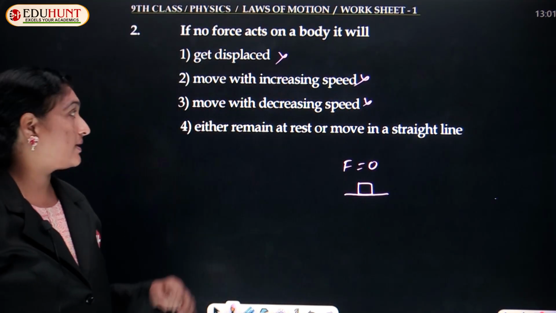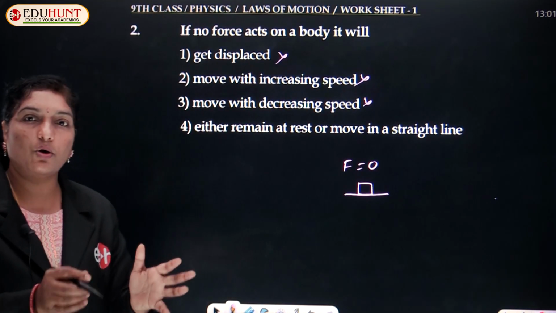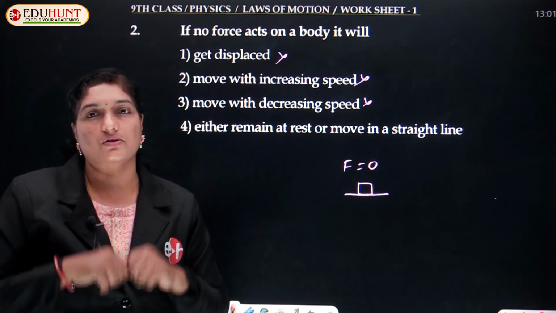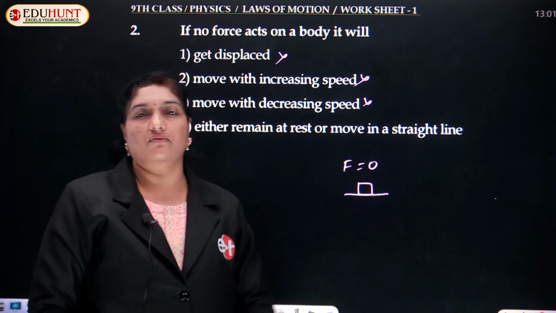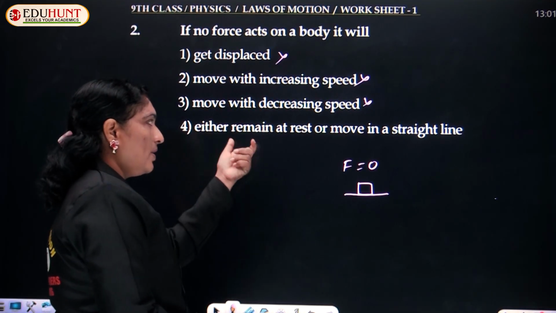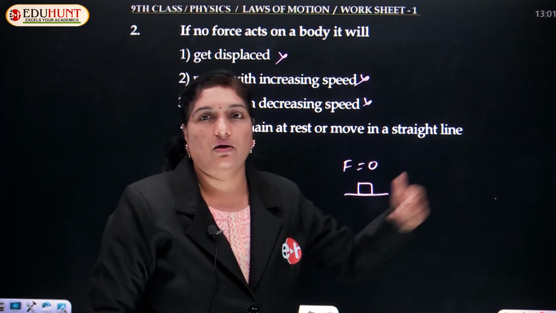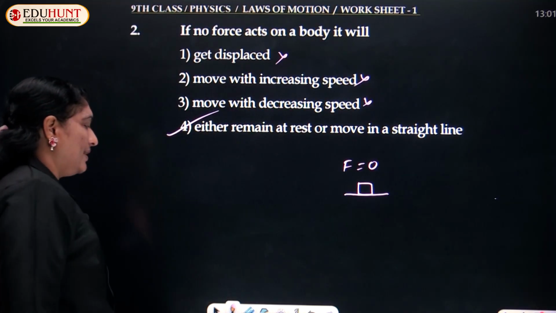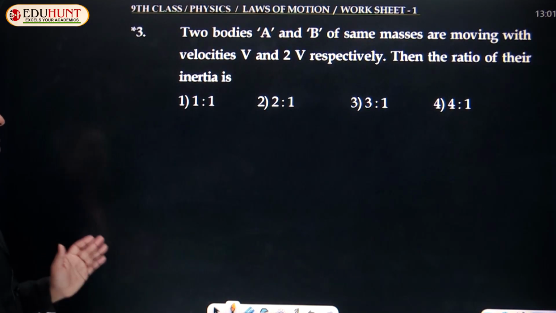What about the fourth option? Either remains at rest or moves in a straight line. Yes, of course, the rest body will be at rest until and unless an external force is applied. The moving body will be in moving condition until and unless an external force is applied. So, if no external force is applied, the body will either be at rest or moving with uniform velocity in a straight line. So, the correct option must be option 4, children. So, let us now move to the next question, third one.